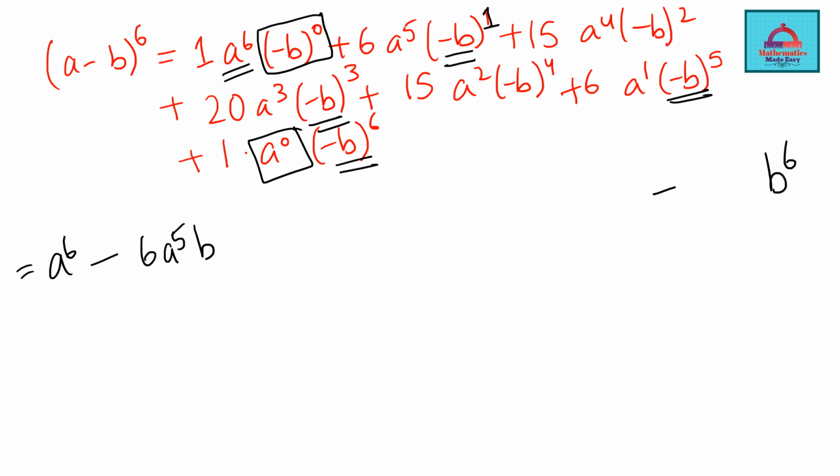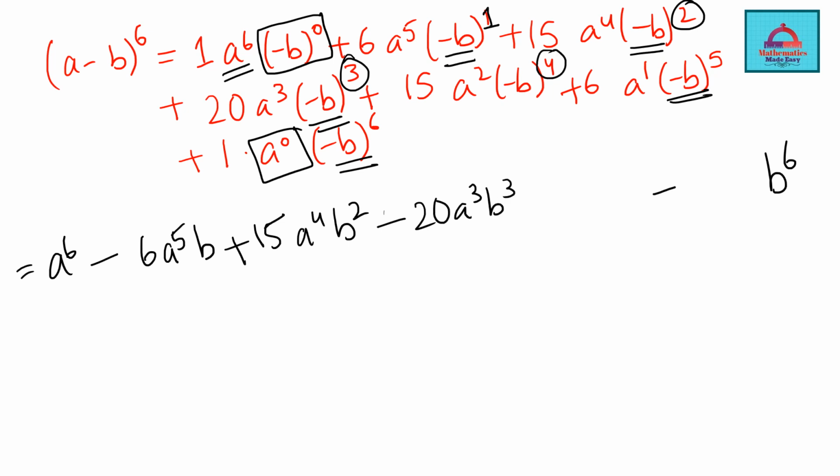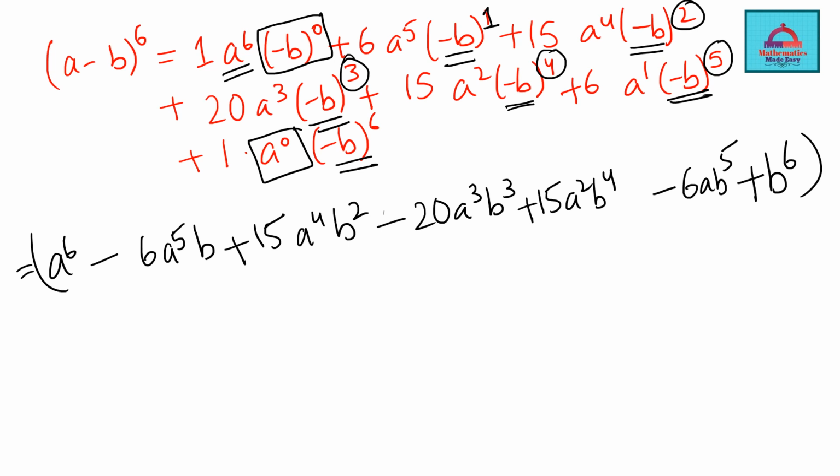Next term 15. Now this is going to be positive because the power is even, so the minus sign doesn't make any difference. So 15 a to the power 4 b square. Again, here the power is odd, so the negative sign will give you negative 20 a cube b cube. Power is even, it will give me positive, plus 15 a square b to the power 4. Again, power is odd, so it will give you negative 6 a b to the power 5 plus the last term. So this is the final answer for this question using binomial theorem.